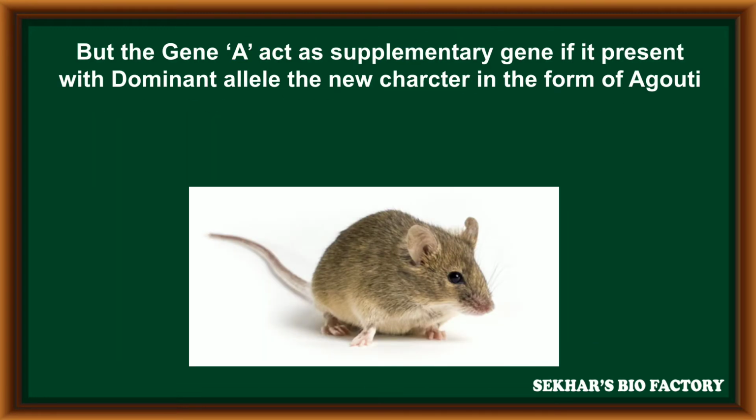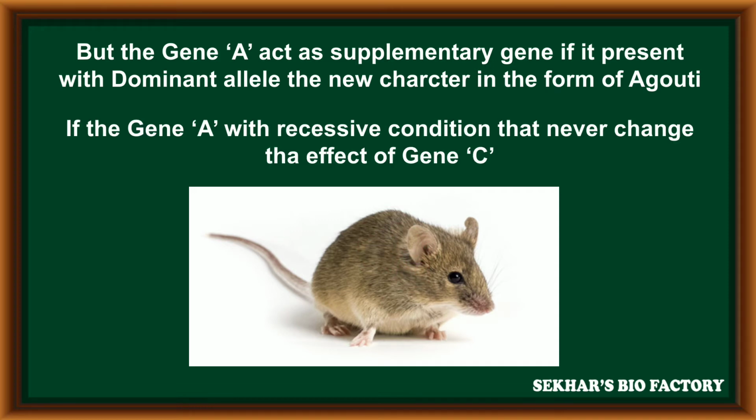In a similar way, along with gene C, one more gene is present. It is called gene A. Gene A never expresses any trait, but it acts as a supplementary gene in this condition. Because of gene A as a supplementary gene, when both genes have dominant alleles, they can express a new trait in the form of an agouti coat in mice. If gene A is in the recessive condition, it never changes the effect of gene C. This is due to supplementary gene interaction.